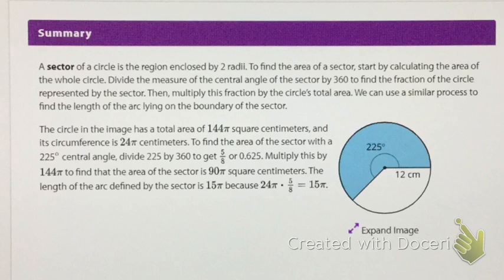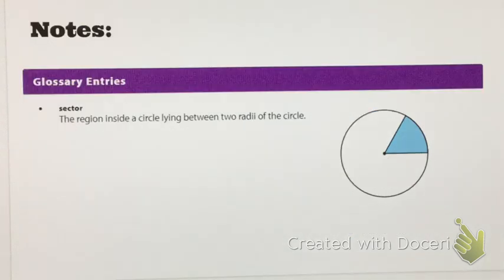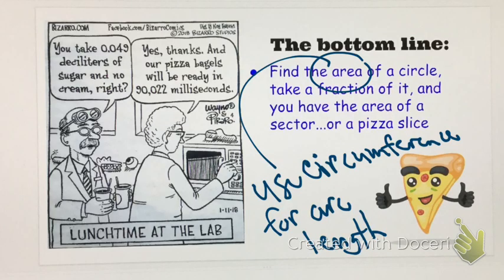They'll repeat it right there. You can read the summary, pause the action. It's in your book as well. There's your notes on what a sector is. And bottom line, find the area of a circle, or find the circumference if you want the arc length. Take a fraction of it. That's what you get. Take a moment, lunchtime at the lab, pause it, check it out.